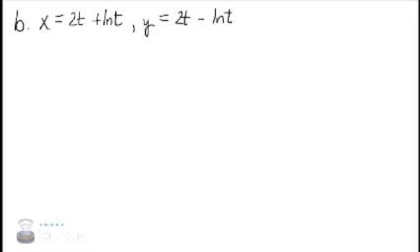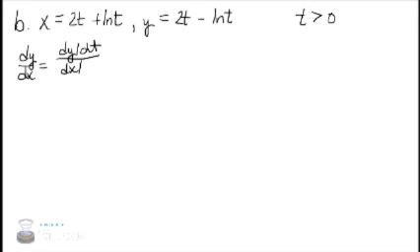When you're doing this, it's really important to remember to look for any restrictions on t. Like in this case, we're taking the natural log of t, so t has to be greater than 0. So you want to keep that in mind, because later on when we make our sign chart, we're going to disregard any parts that are not included in the domain. So let's go ahead and find dy dx by taking dy dt over dx dt.